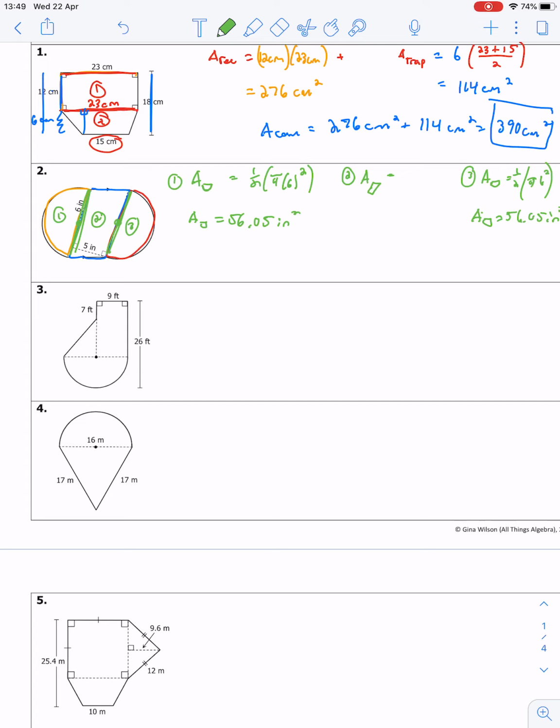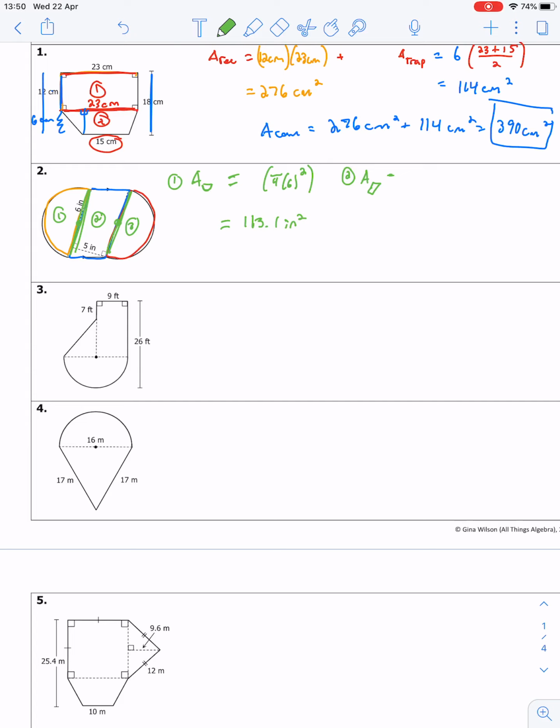So let's do that. So we don't need 3 actually. We could just combine that. Instead of doing 1/2, we can just do the area of the circle since they are the same. So that ends up with 113.1 inches squared. And now we got to find the parallelogram.